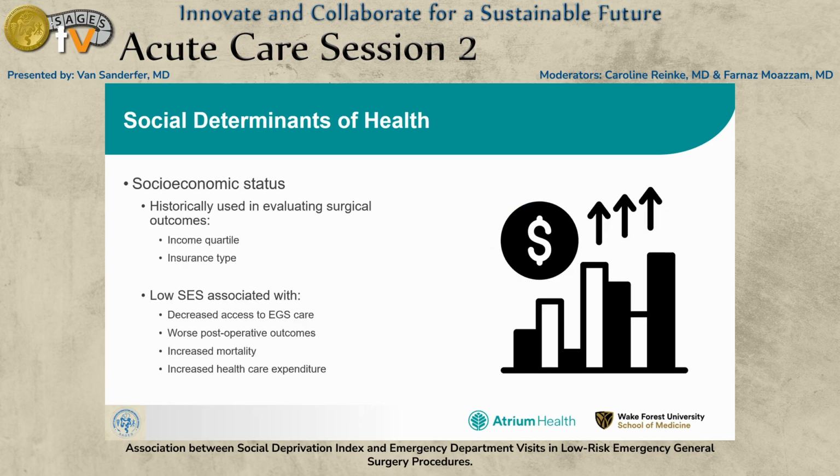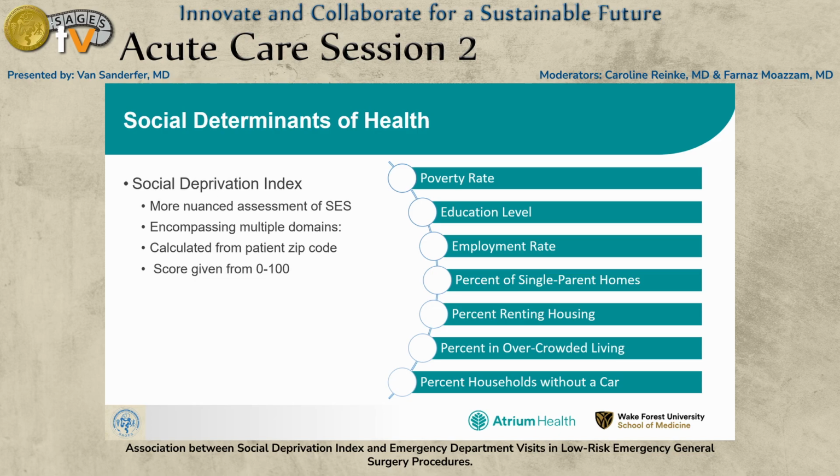Traditionally, socioeconomic status has been used in evaluating surgical outcomes by income quartile and insurance type. This is really only one metric, though. Low socioeconomic status has also been associated with decreased access to EGS care, worse postoperative outcomes, increased mortality, as well as increased healthcare expenditure. More recently, social deprivation index has been used as a more nuanced assessment of socioeconomic status.